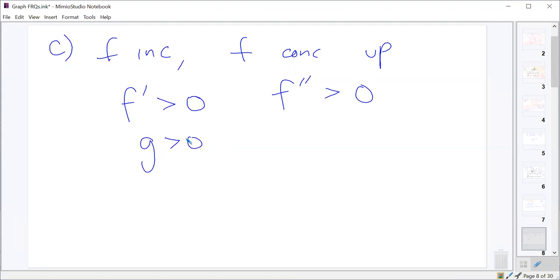And well, if g is the same as f prime, what is the second derivative of f? That should be the derivative of g. So we want to know when is g positive and when is g's derivative positive. Does that make sense to everybody? Okay. So let me go back.